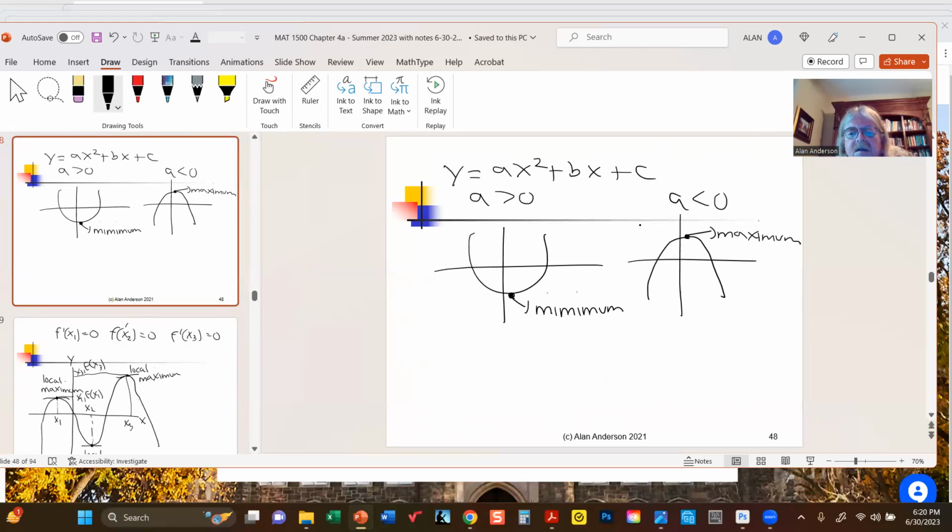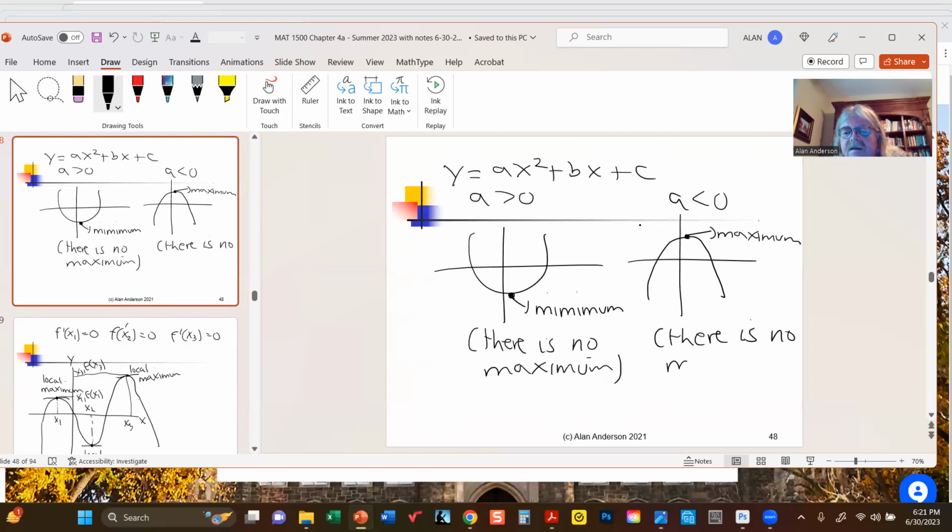So with these two cases, in this first case, there is no maximum because the function keeps going up to infinity. And over here, there is no minimum because the function just keeps going down to negative infinity. Okay. Now, here's an interesting one.